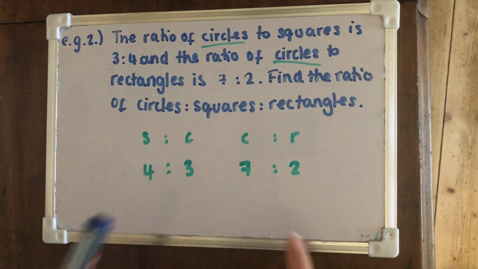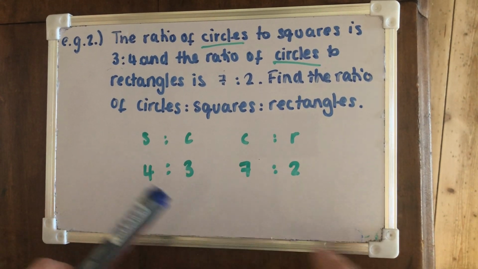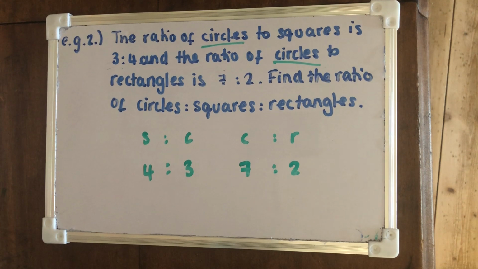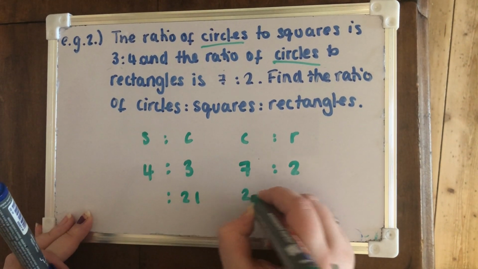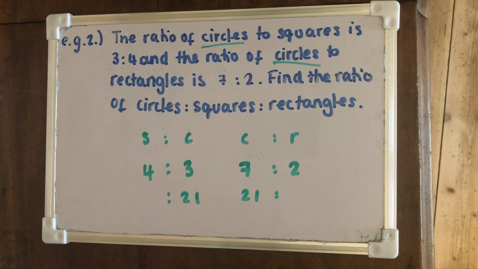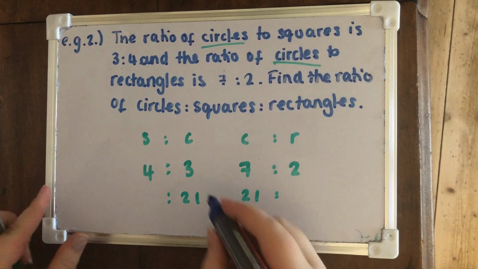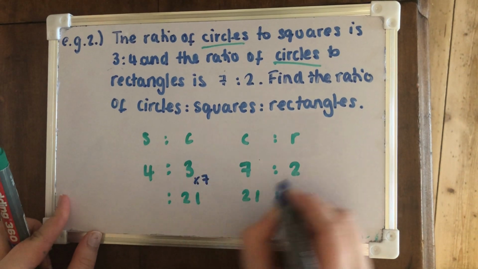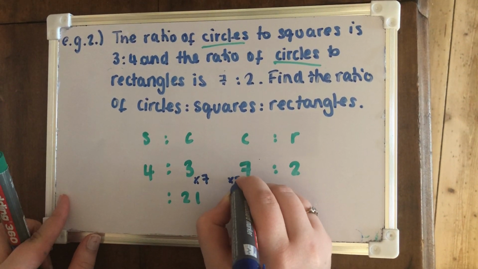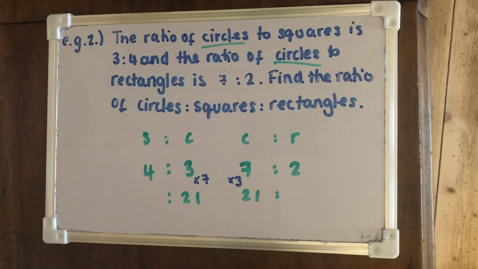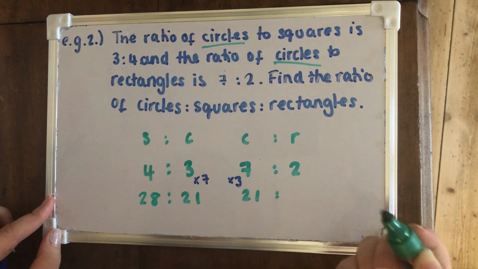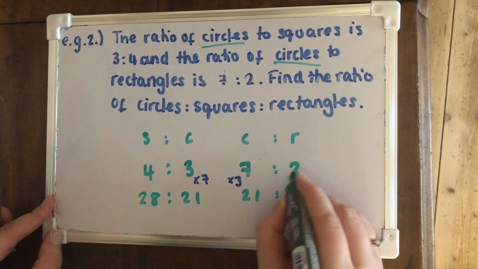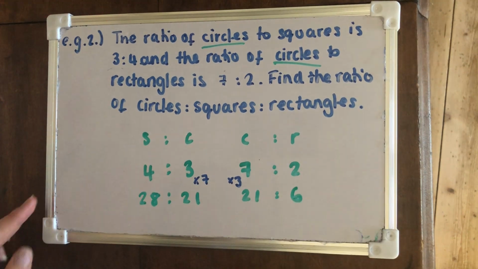Again, I look at the two middle numbers because they're both the circles. What can 3 and 7 both go into? They can both go into 21. So for the first one, 3 times 7 gives me 21, and for this one, 7 times 3 gives me 21. And again, whatever you do to one side, you have to do to the other. So 4 times 7 is 28, and 2 times 3 is 6.